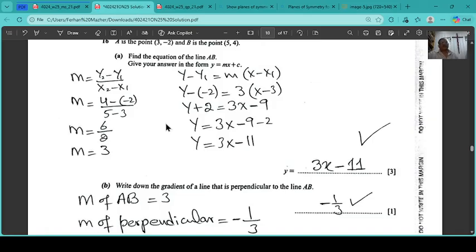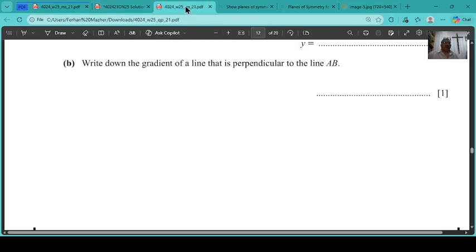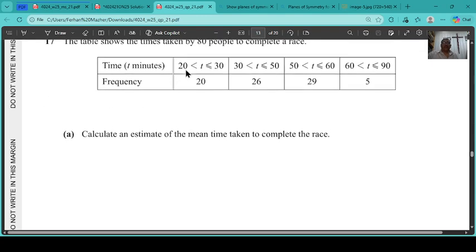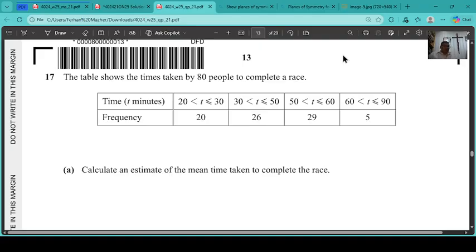So we are moving to the next question. The next question coming up on your screen is question number 17. It says the table shows the times taken by 80 people to complete a race. So we have the time in minutes from 20 to 30, from 30 to 50, from 50 to 60, from 60 to 90. And for each class, the frequency is also given.